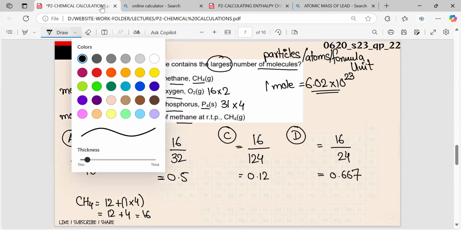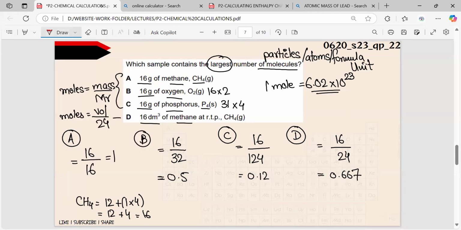So if you see, out of all these, the largest number of moles is of 16 grams of methane. If they have more moles, then their number of particles will also be more. Because if we multiply Avogadro's number with 0.5, it will be less. If we multiply it with 0.12, again less. If we multiply it with 0.667, it will be less. So the largest number of molecules will be in 16 grams of methane.